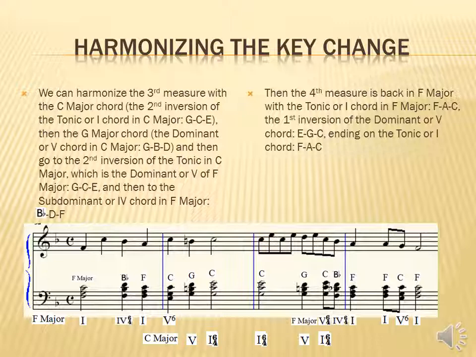flat, D, F. Then the fourth measure is back in F major with the tonic or 1 chord in F major, F, A, C, the first inversion of the dominant or 5 chord, E, G, C, ending on the tonic or 1 chord, F, A, C. And it sounds like this.